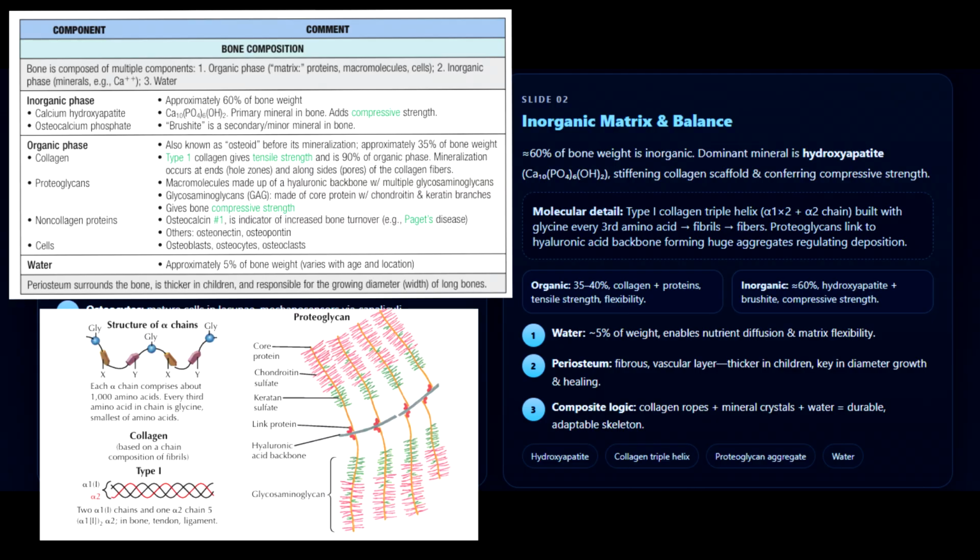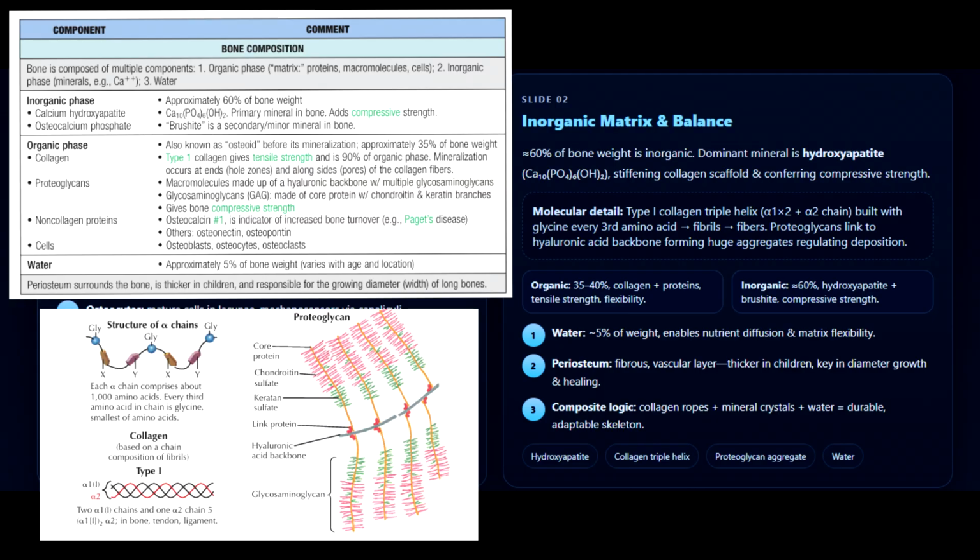At the very periphery, the periosteum surrounds the bone. It is a vascular fibrous layer thicker in children, where it actively contributes to bone growth, particularly in the diameter or width of long bones. Clinically, this explains why children's bones heal more quickly and why periosteal reactions are often seen on radiographs after injury.